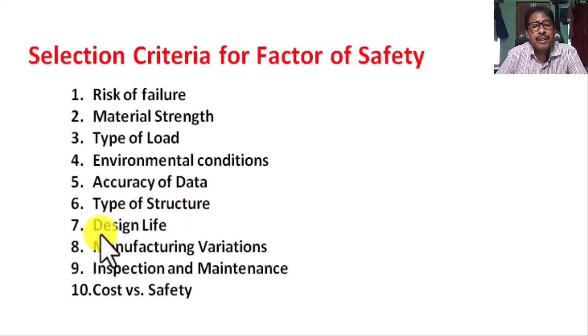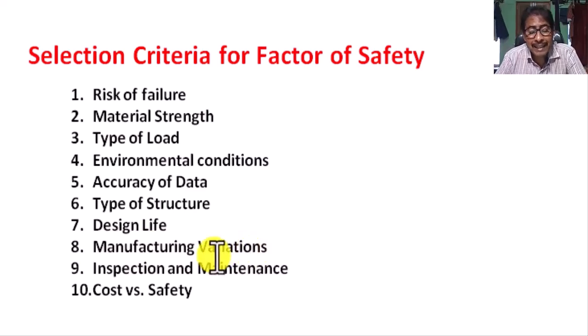Number 7, design life. Design life is how long something is expected to last. How long the product will last. To make it last longer, engineers use a higher factor of safety. A higher factor of safety means extra strength. Number 8, manufacturing variation.